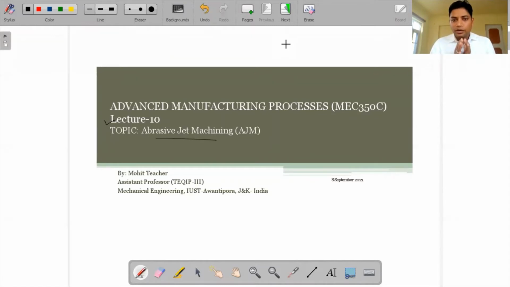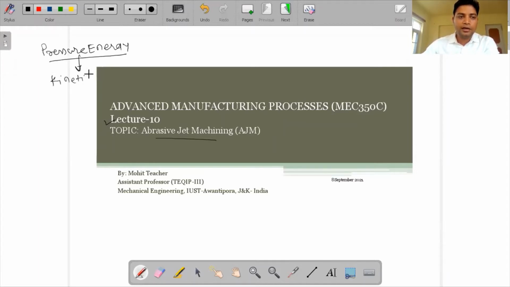This abrasive jet machining process is based on the conversion of pressure energy into kinetic energy. So from that we will start.